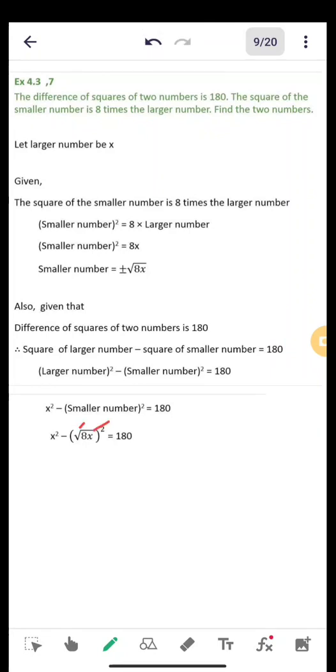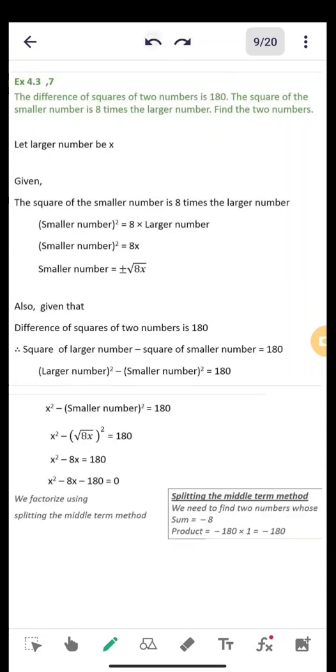Square and root get cancelled here and we get an equation: x square minus 8x is equal to 180. Transposing 180 to the left, it becomes minus 180. So this is the way we framed the quadratic equation. By factorizing it, using any method, we get the roots of this, that is, we get the value of x.